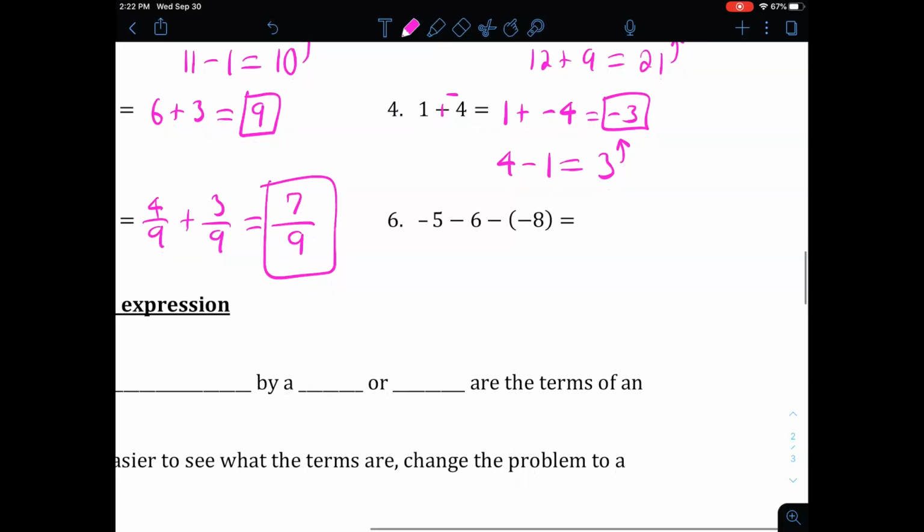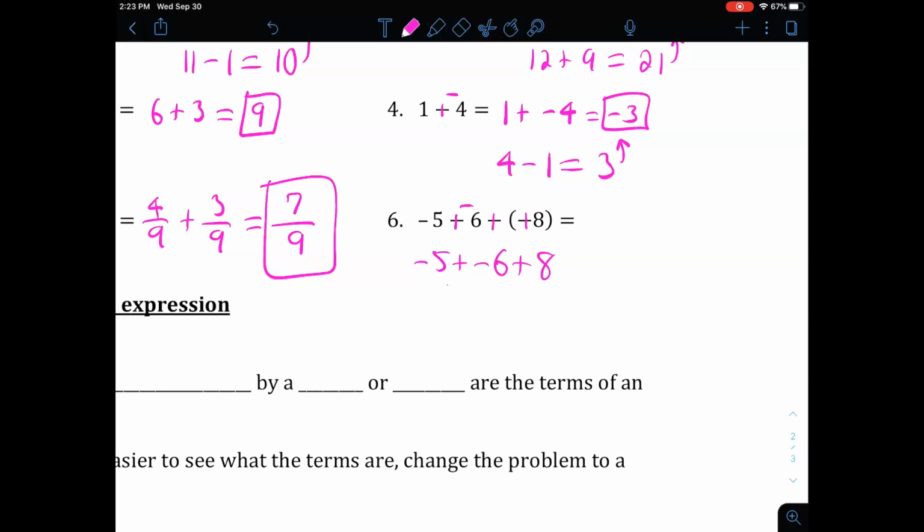All right, last one's a little tricky. We have -5 minus 6 minus -8. So we're going to do a couple things here. If we have minus a positive, we're going to do chop slash. And then we have -6 minus -8, that's going to be chop. So our new problem is going to be -5 plus -6 plus 8.